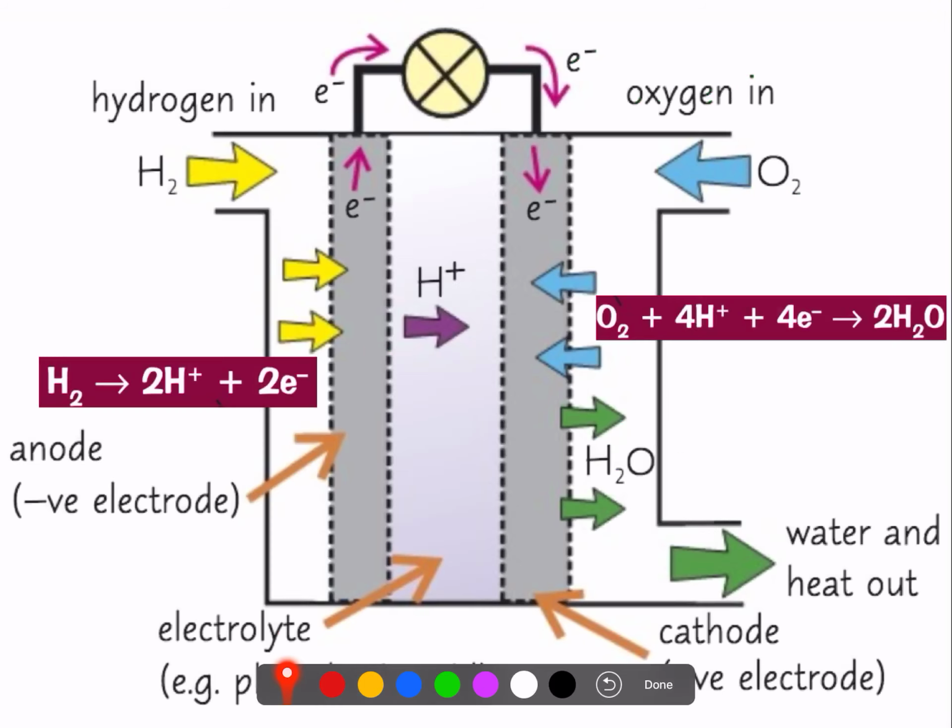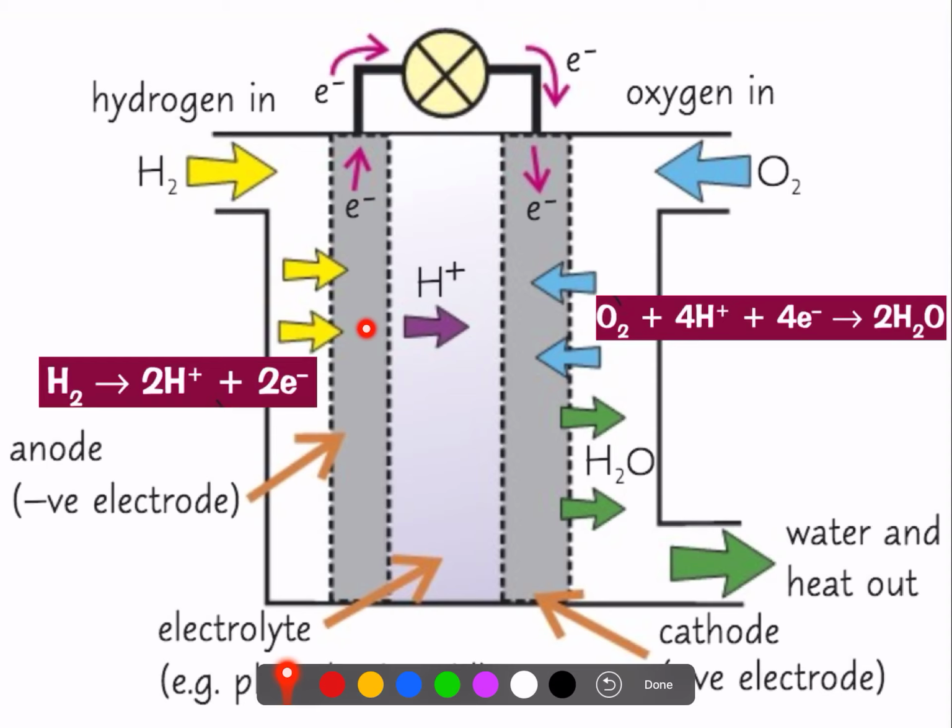Okay, this is not an electrochemical cell. This is a fuel cell. This is known as the hydrogen fuel cell. So the way it works is that hydrogen comes in, and once it touches this electrode, it breaks down in this manner. So hydrogen breaks down into hydrogen ions plus electrons.